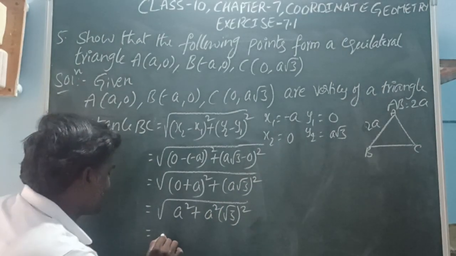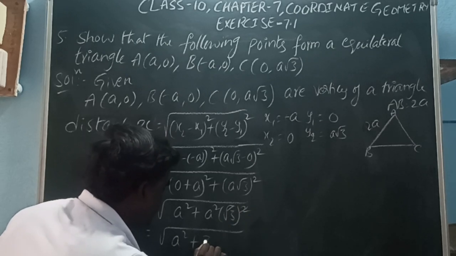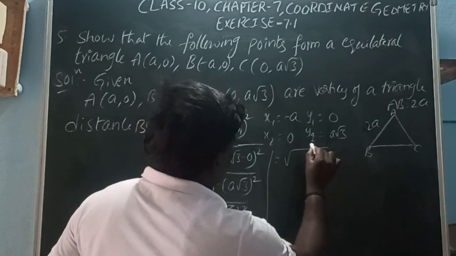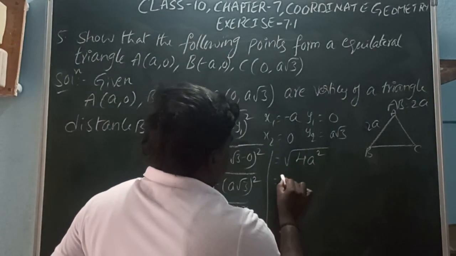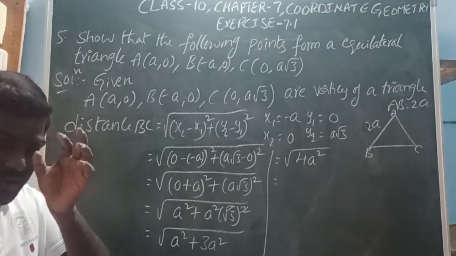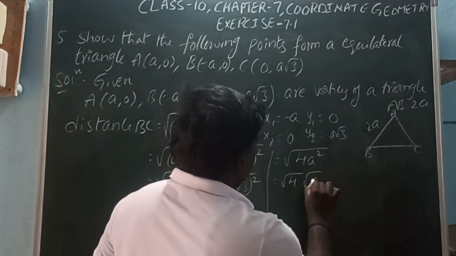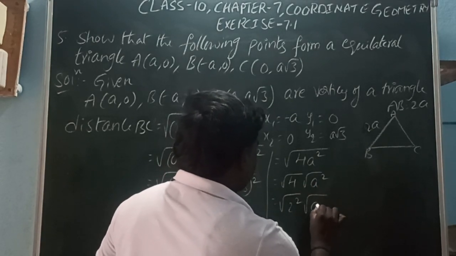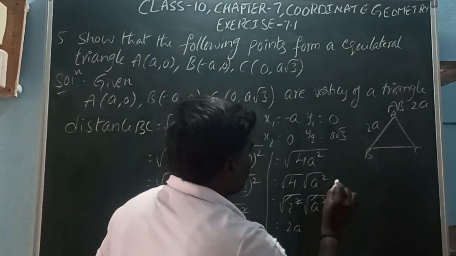So here a and root 3 have the common power 2. So here we can write the square root of a square plus 3a square, the square root cancels. So here it is equal to the square root of 3a square plus a square, 4a square. The square root of ab is equal to square root a into square root b. So square root 4 into square root a square. Square root 4 is 2, square root a square, the square root cancels, that is 2a.